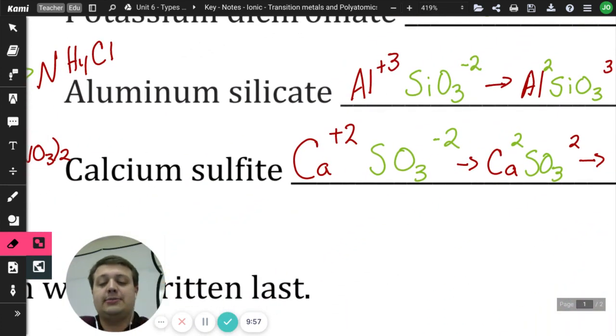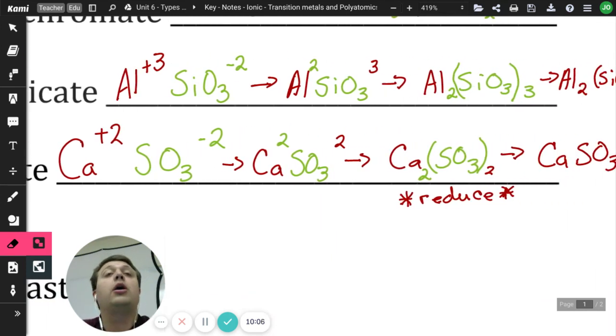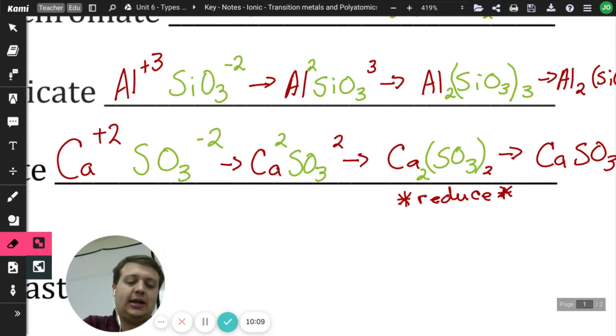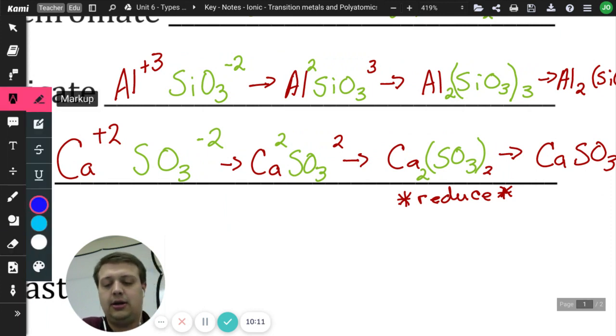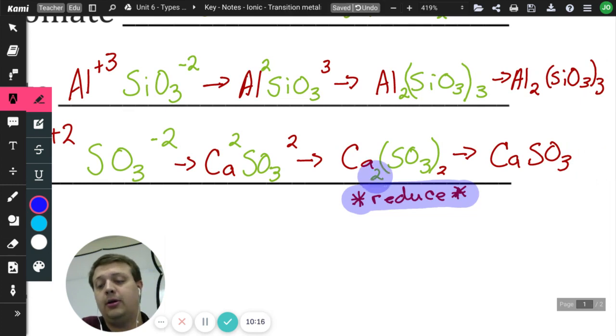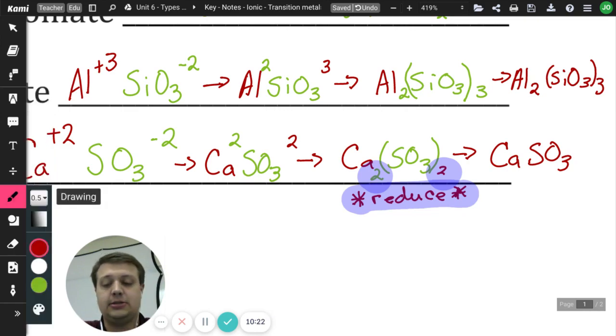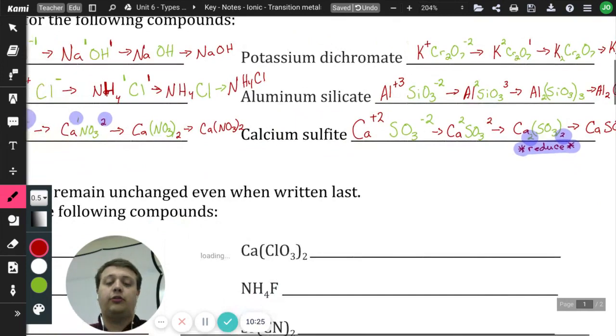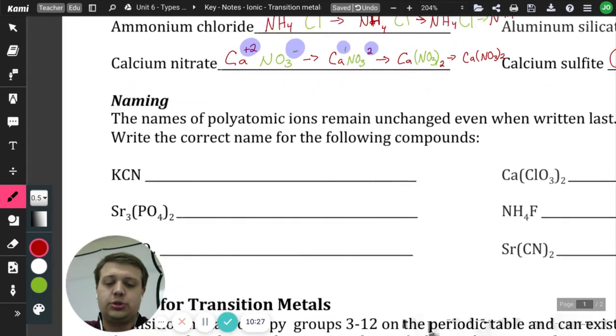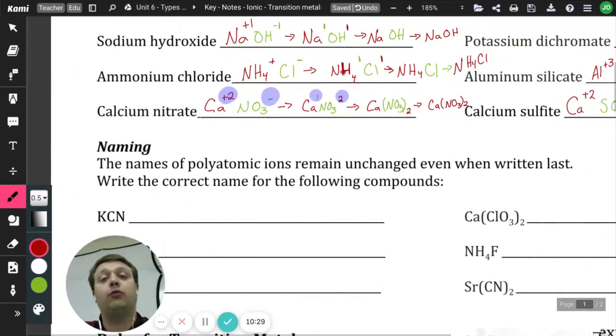Last one, calcium sulfite. Calcium is a Ca with a +2 charge. Sulfite is SO3 with a -2 charge. Swap, drop, reduce. And so I did actually emphasize that here. I've got to reduce. And so because I've got a 2 on the bottom here and a 2 on the bottom there, that's going to cancel out. And so we'll end up with CaSO3 as our final answer. All right. So that would be how we would use our polyatomics in terms of writing the formula.